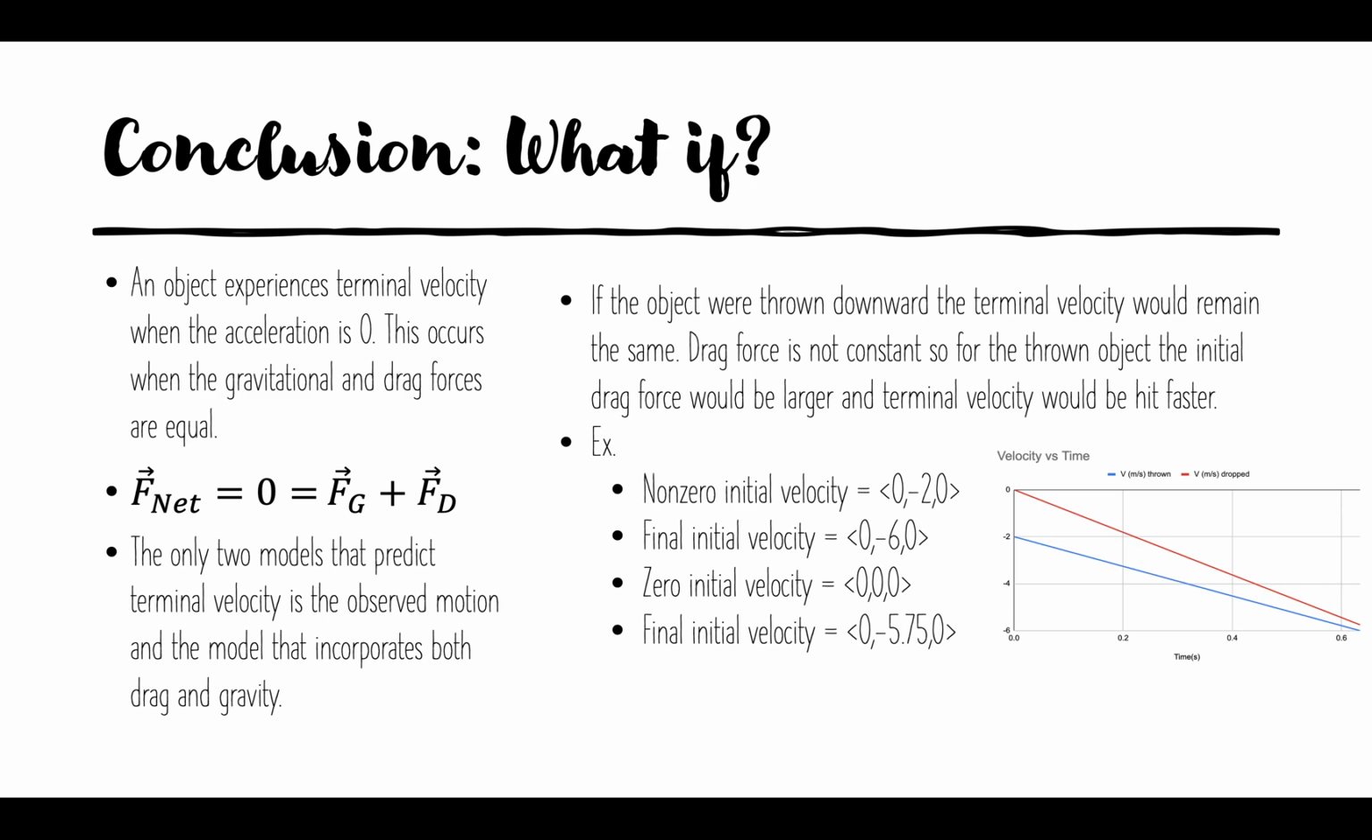If an object were thrown down with a non-zero velocity, then the terminal velocity would still be exactly the same. For the thrown object, the drag force would be larger, but it would also hit terminal velocity faster. As shown by the graph, at the end of motion, they both have nearly the same velocity. In conclusion, we use Newton's second law, gravity, and drag force to accurately explain and predict the motion of a falling object.